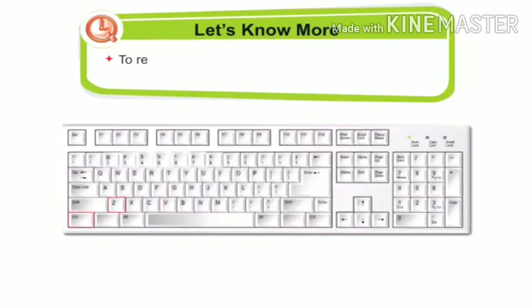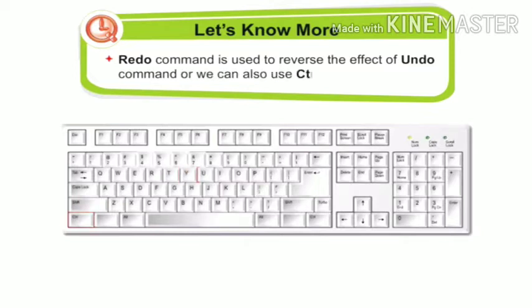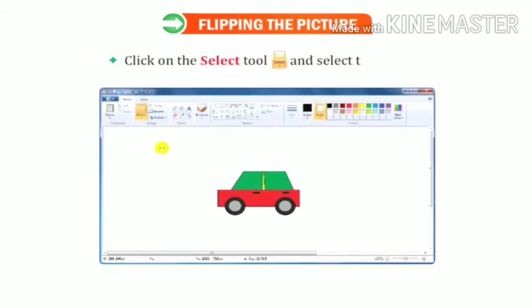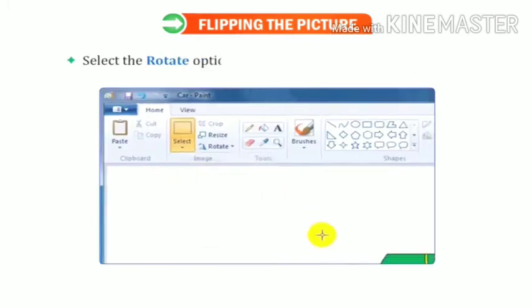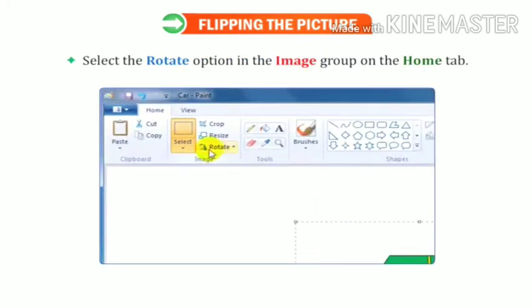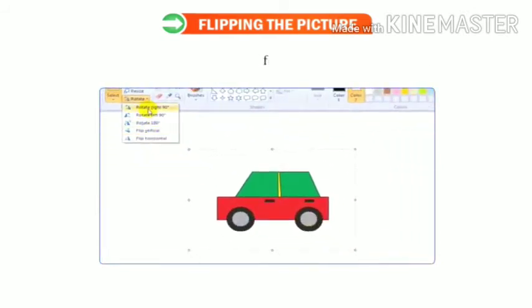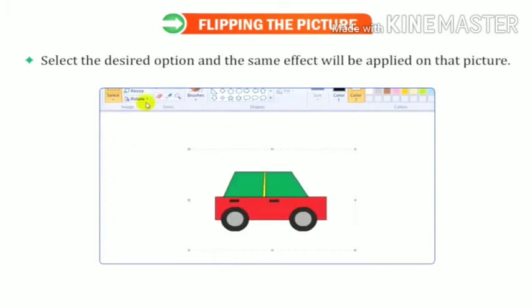Alright students, if you want to reverse the last actions that you have performed, Undo command or Ctrl plus Z is used. Redo command is used to reverse the effect of Undo command, or we can also use Ctrl plus Y. Let us understand how to flip the picture. Flip means to rotate or turn the selected picture horizontally or vertically. Click on the Select tool and select the picture. Click on the Rotate option in the Image group on the Home tab. A list of options will be displayed for changing the rotation or flipping. Select the desired option and the same effect will be applied on that picture.